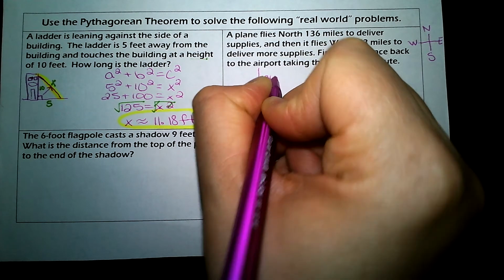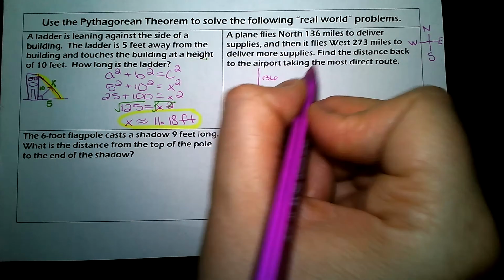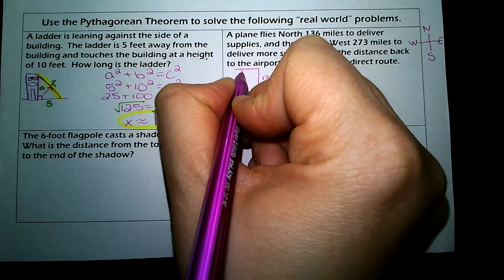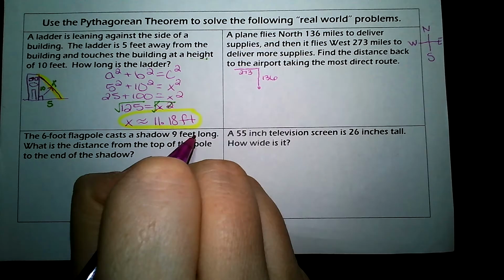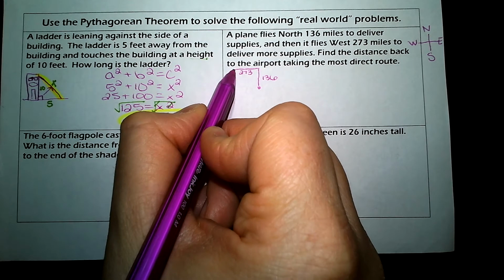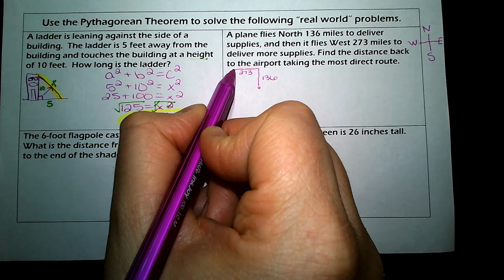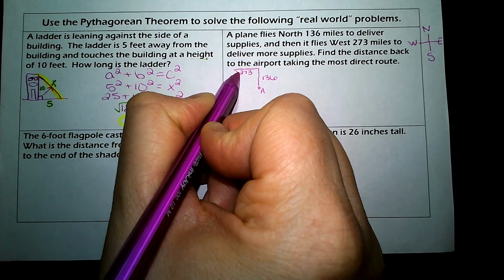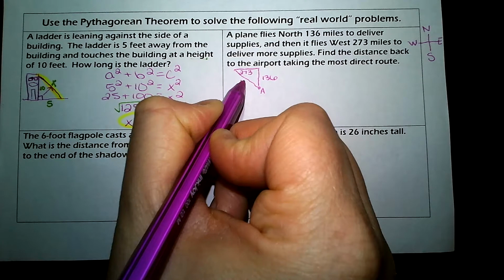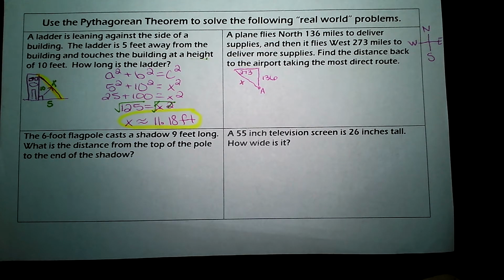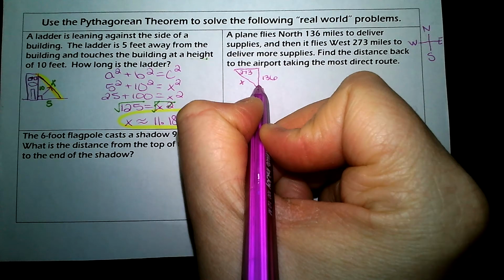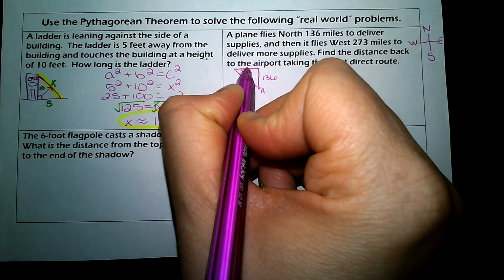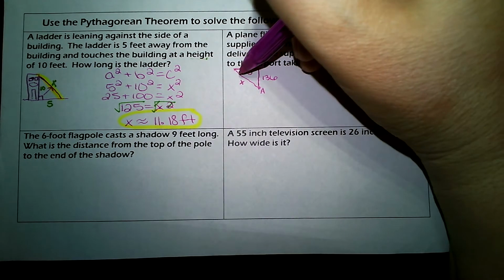Then I fly west, 273 miles. Find the distance back from this place. Find the distance back to the airport. This was my airport. This is where I started. That is what I'm trying to find. So I went north first, 136 miles north, took a sharp left and went to the west, 273 miles. And now the question is, how much further back is it to the original airport?